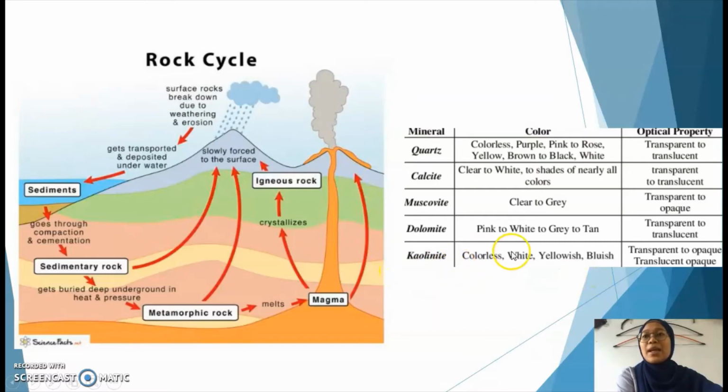The properties that can be examined include the behavior of refracted and transmitted light through the thin section. In addition, different minerals will have different optical properties, which can then be referred to in the tables of optical mineral properties to identify the types of mineral. For example, in the table given, if you can see, minerals such as dolomite will show colors such as pink to white to gray or tan. The optical property of dolomite that can be seen through the microscope is transparent to translucent.